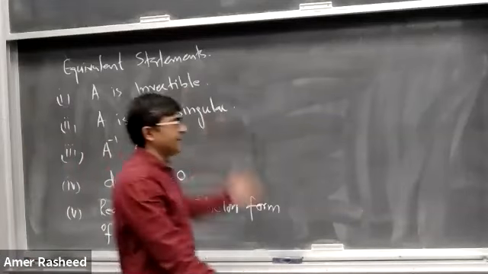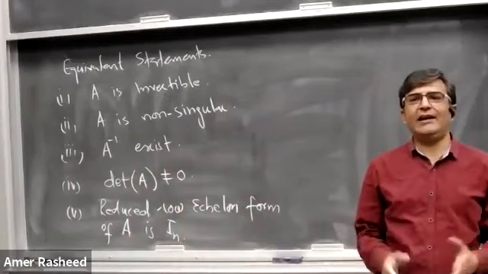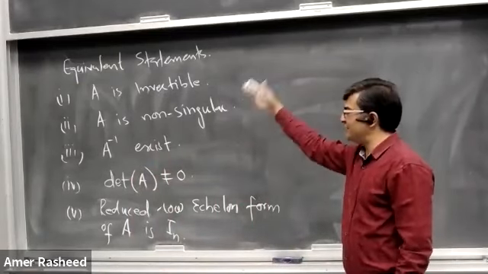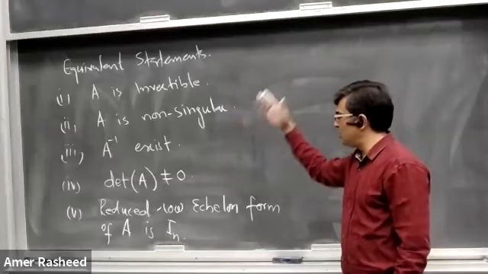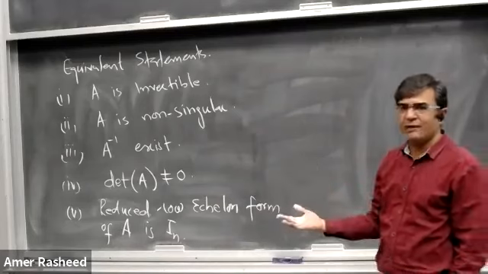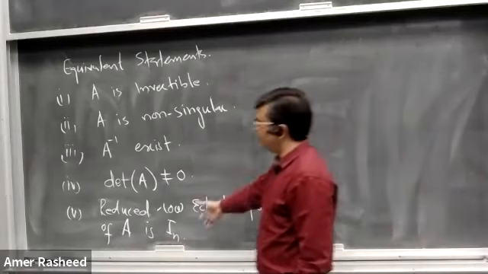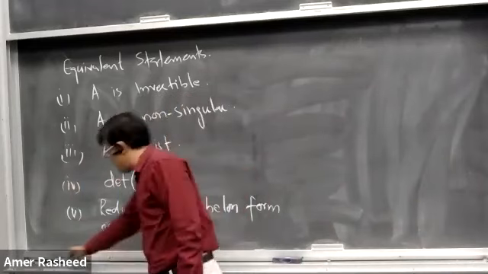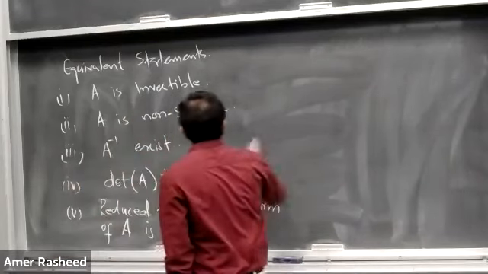So all these statements are, in fact, equivalent. A is invertible, A is non-singular, A inverse exists, determinant of A is not 0, and the row reduced echelon form of A is always the identity matrix. If at least one of these statements is true, then all of these statements must be true.